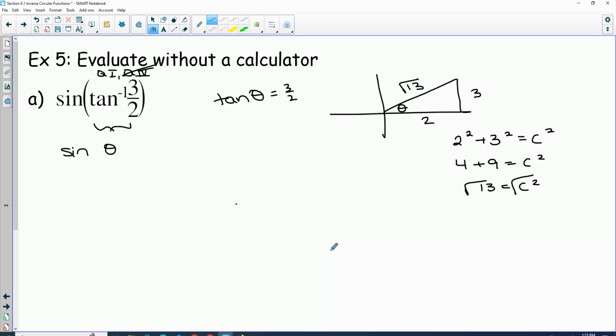So it turns out I don't actually have to know the angle, because all I'm asking is sine from that angle. And I know sine is opposite over hypotenuse. So that would be 3 over the square root of 13. Or 3 radical 13 over 13.